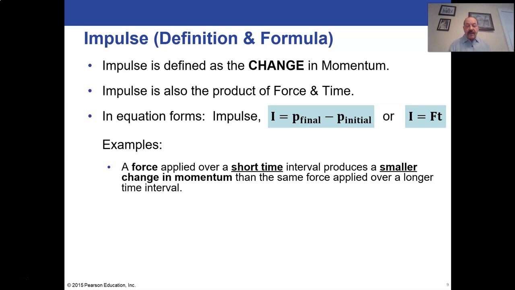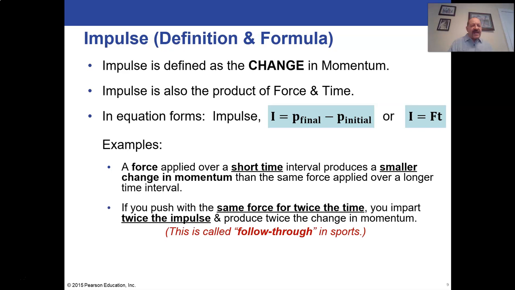So the force applied over a short period of time, in other words, force times a small t, produces a small change in momentum, a small I, a small impulse. It'll produce a smaller one than the same force times a longer period of time. So if you put a force on something that's moving, it already has momentum, the longer you put the force on, the more you will change its momentum. That's pretty straightforward, and it's just obvious when you think about it in those terms. If you push with the same force for twice the amount of time, you'll impart twice the impulse and produce twice the change in momentum.